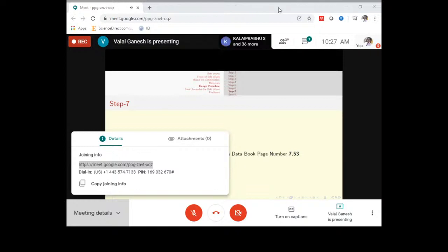Depending upon the drive, whether it is an open belt drive or a cross belt drive, we are going to calculate the belt length. The formula is available in the data book, page number 7.53. Open belt drive means the driver pulley and driven pulley both rotate in the same direction. Cross belt drive means the driver pulley rotates in the opposite direction to the driven pulley.